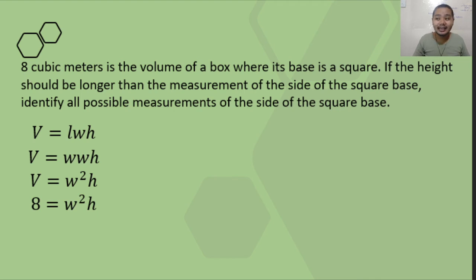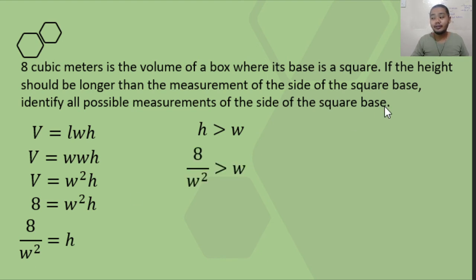Ayan siya. Next, anong gagawin natin ngayon dito? So, ang sabi, tignan nyo the height should be longer than the measurement of the side of the square base. So, we can say that H must be greater than W. Sir Ben, ano ba yung value ng H? So, we can use this equation to determine the value of H. So, for us to determine the value of H, we're going to divide this equation by W squared. So, you can see on our screen. So, in that case, pwede na natin palitan yung H ng 8 over W squared. Ayan siya. Ngayon, let us solve this rational inequalities. Okay?